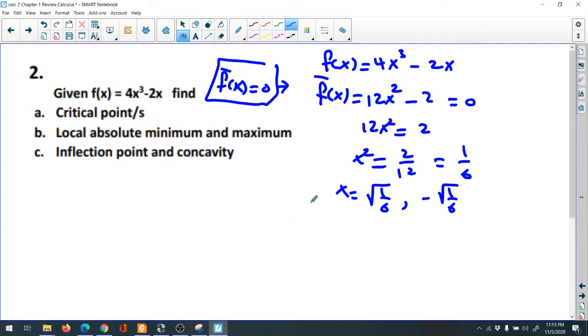So we have critical points when x is the square root of 1 over 6 and negative square root of 1 over 6. We have x already. We need to find y. To find y, just plug it in, the square root of 1 over 6 in here. So let's do that here. 4 times, instead of x, replace the square root of 1/6, to the third, minus 2 times the square root of 1 over 6.